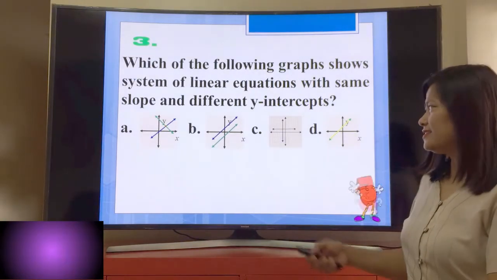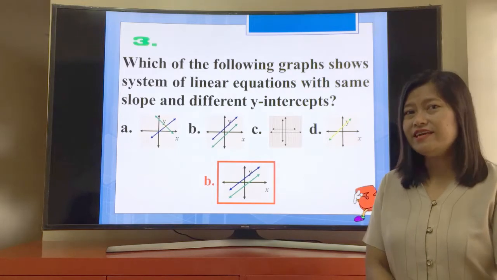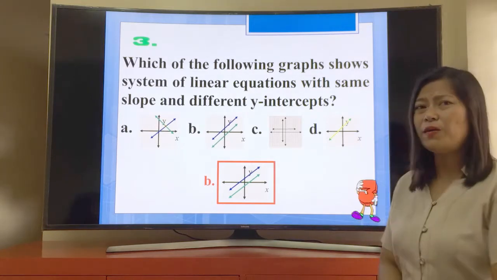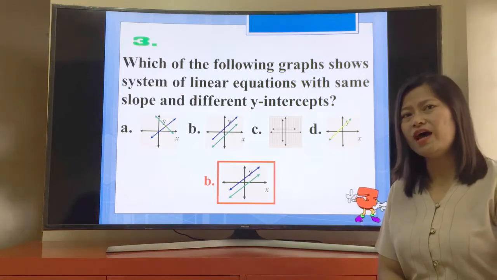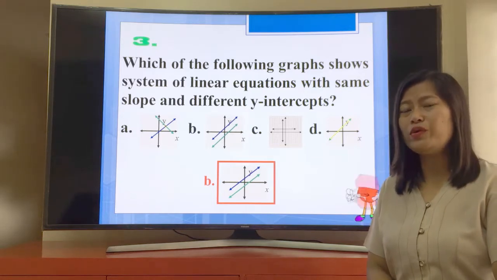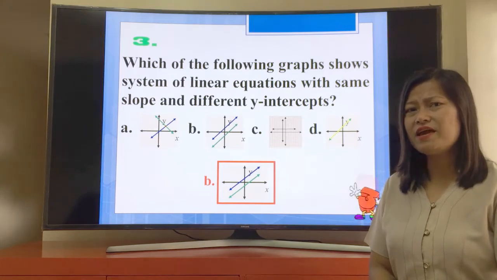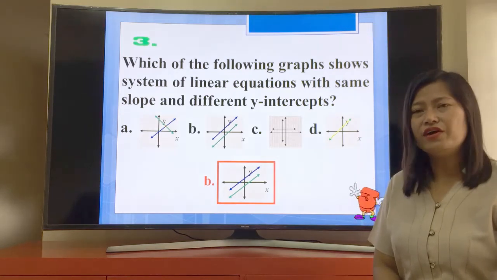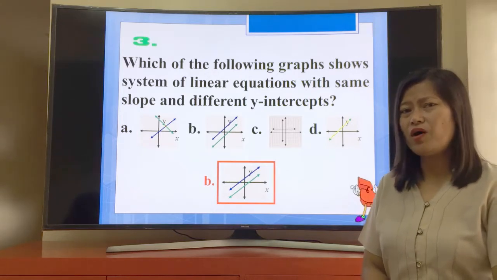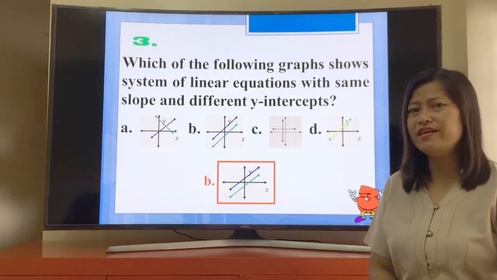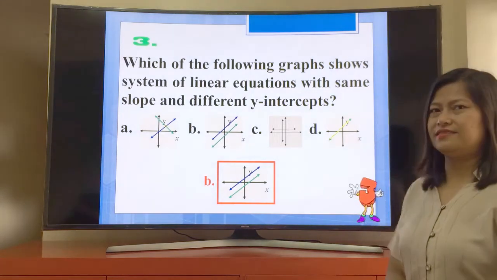The answer is letter B. Since the two lines are parallel, there is no point of intersection of the two lines no matter how far we extend them. Again, for inconsistent system of linear equations, there is no solution. We recall that in this type of system, the slopes are equal and y-intercepts are different.